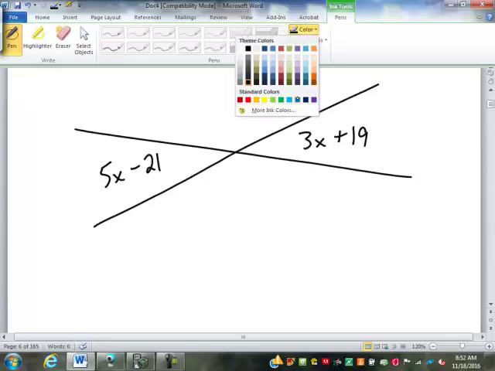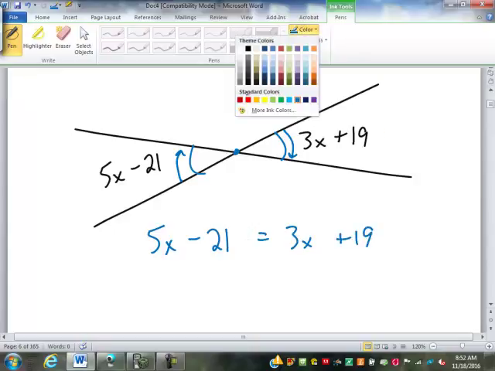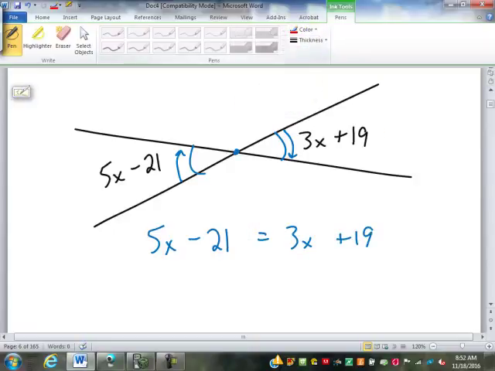What do you think the relationship is between those two angles? They're equal. Those two angles have to be the same. If you think about it, if this line rotates here, it's going to have the same rotation there, if this is my center of rotation, my axis. So 5x minus 21 has to equal 3x plus 19. So now I'm going to solve. What do I have to do first?